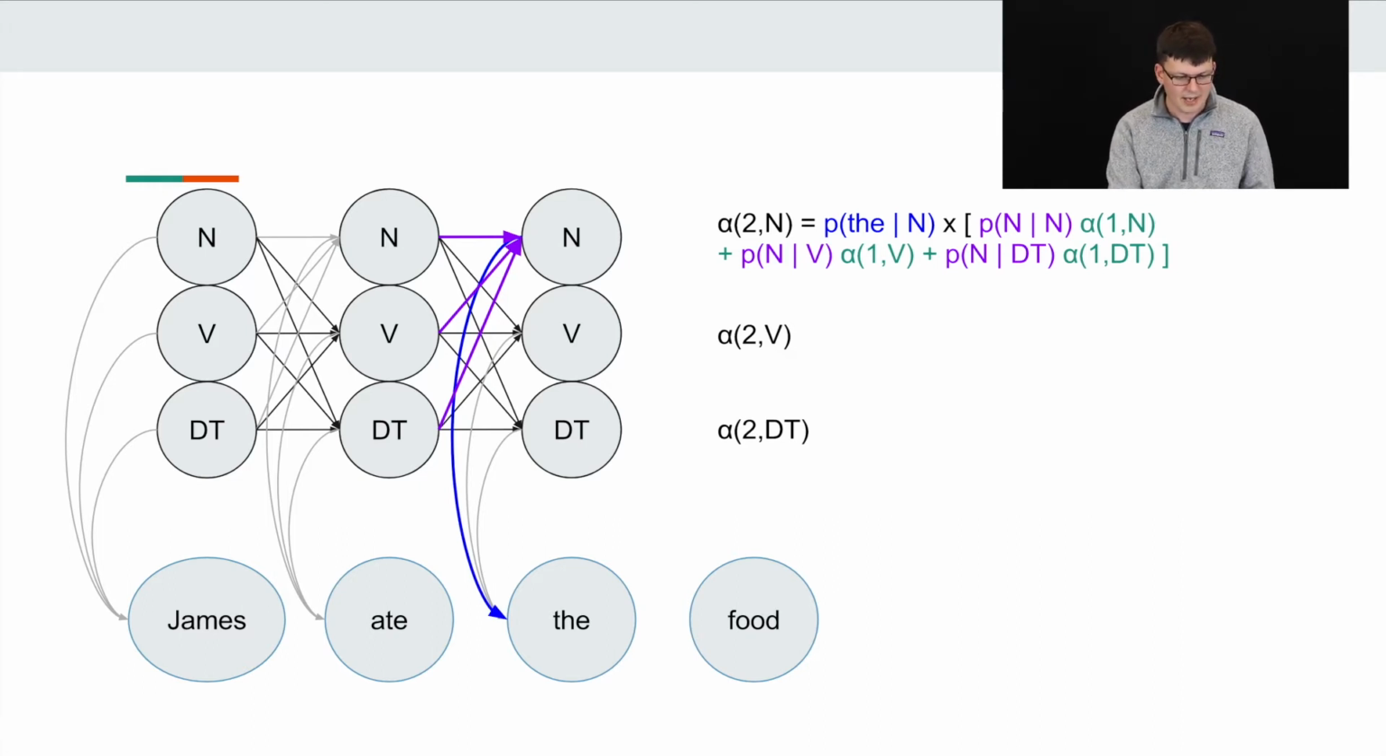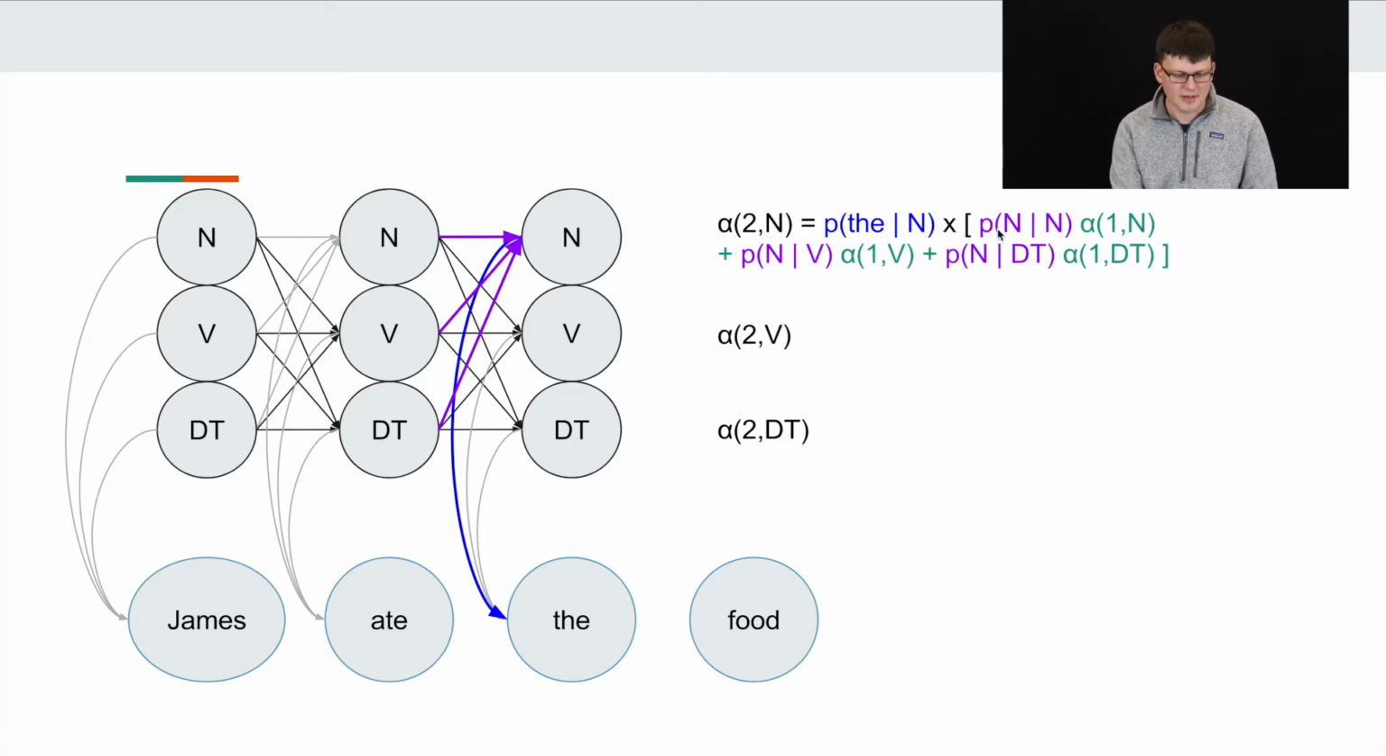Only in step alpha 2n, we're basing everything off of alpha 1n. We're saying, well, where was I in step 1? I could have been either a noun, a verb, or a determiner. So let's add up the options. From noun, I need to get a noun in position 1. That's alpha 1 noun. Then I need to transition to a noun in position 2.